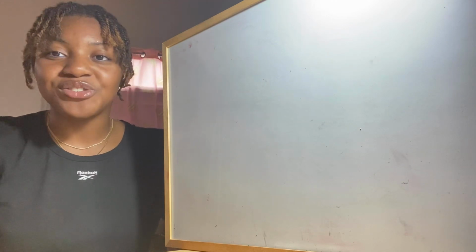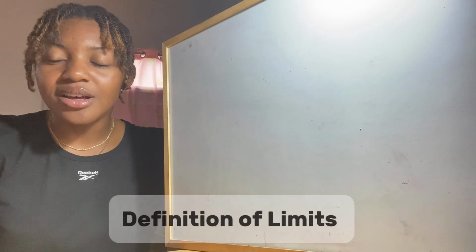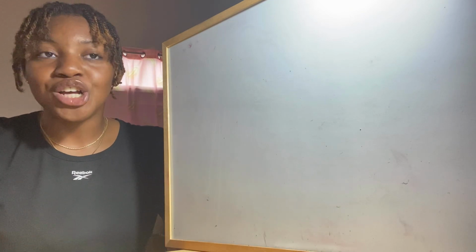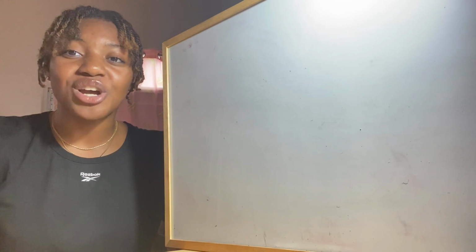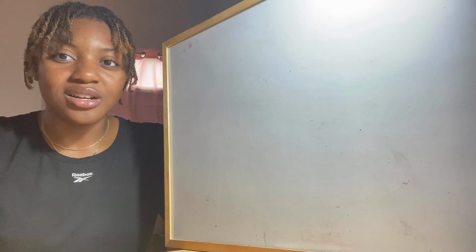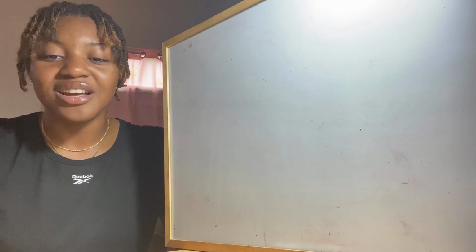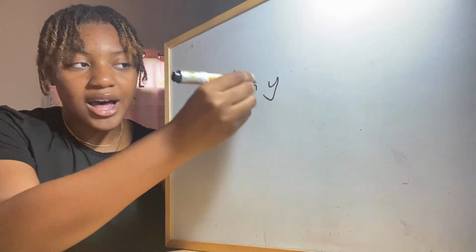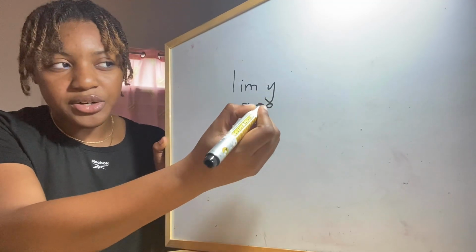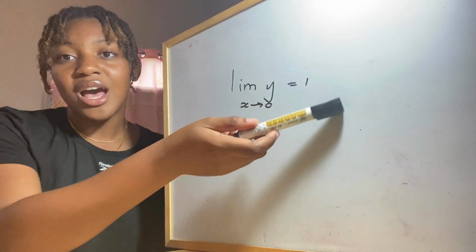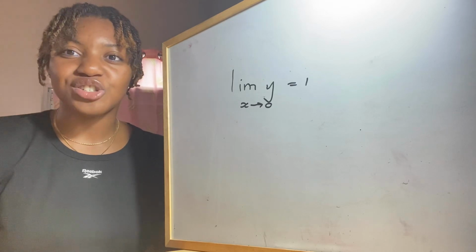So the first thing we would have to remind ourselves is, what is a limit? The limit of a function is simply the number that the function approaches as x approaches some number. So for example, if we have a function y, while x is approaching 0, y might be approaching 1. Therefore, 1 would be the limit of that function. And we can write this as the limit of y as x approaches 0 is equal to 1. So while x approaches 0, y is approaching 1, and 1 is therefore the limit of that function y.